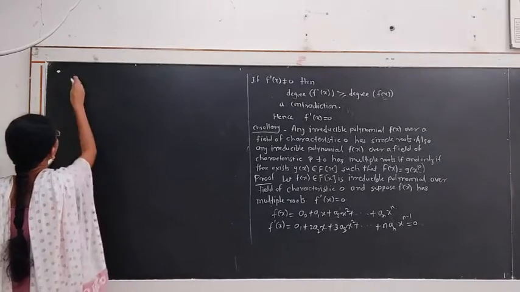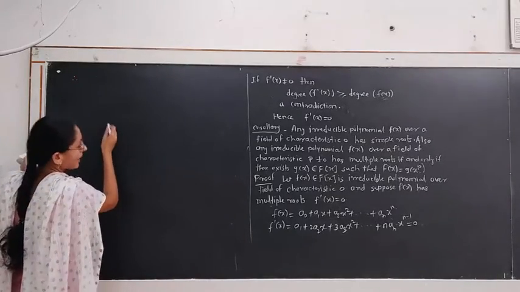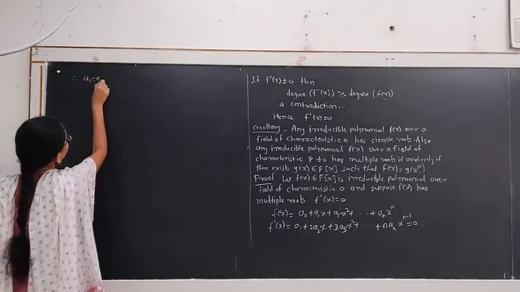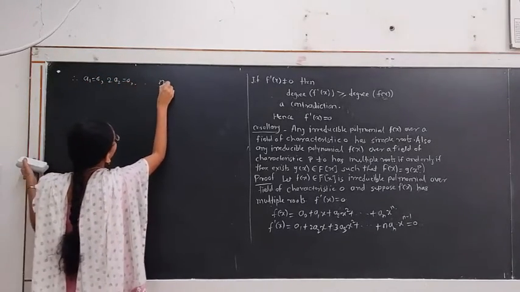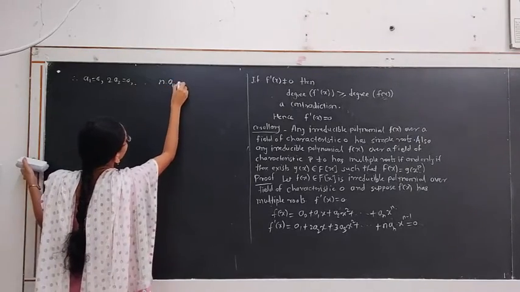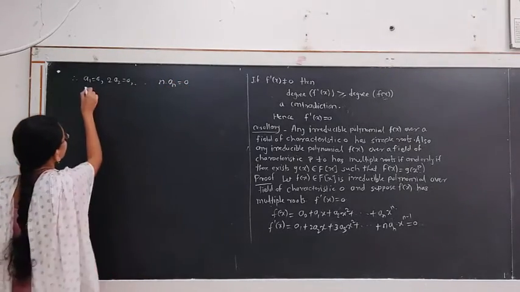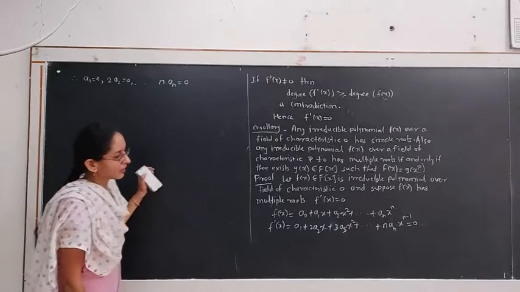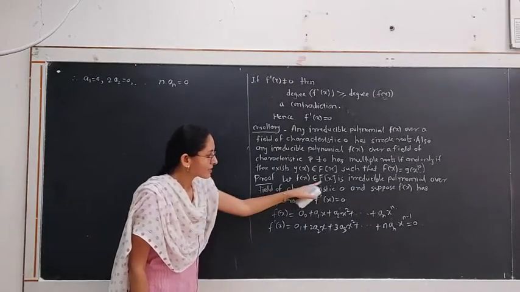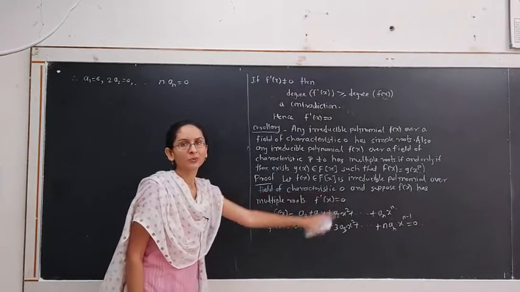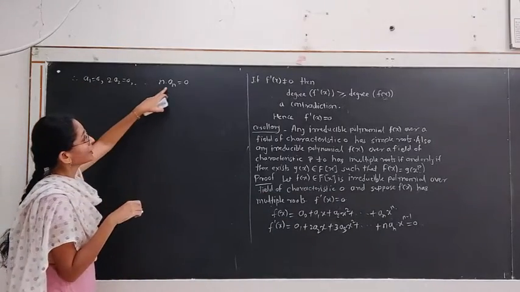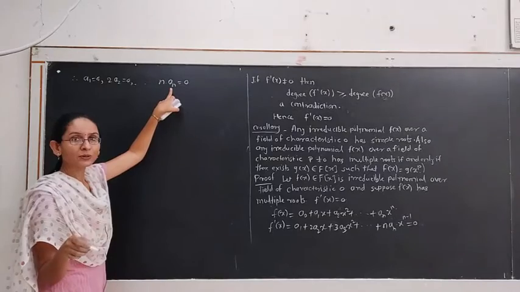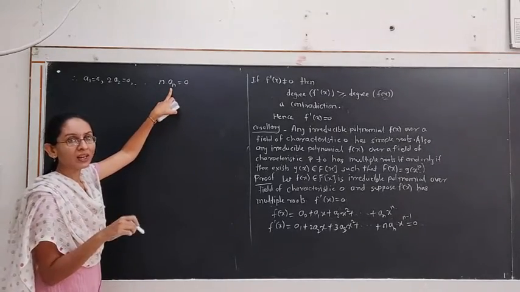Therefore, the first coefficient is a1 equal to 0, the second one is 2a2 equal to 0, up to n into an equal to 0. But what is given? In this case, F is a field of characteristic 0. Therefore, only 0 into ai is equal to 0, where ai belongs to field F.